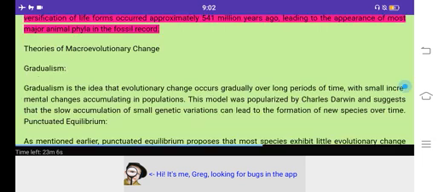The Cambrian explosion is a classic example of macroevolution, where a rapid diversification of life forms occurred approximately 541 million years ago, leading to the appearance of most major animal phyla in the fossil record.